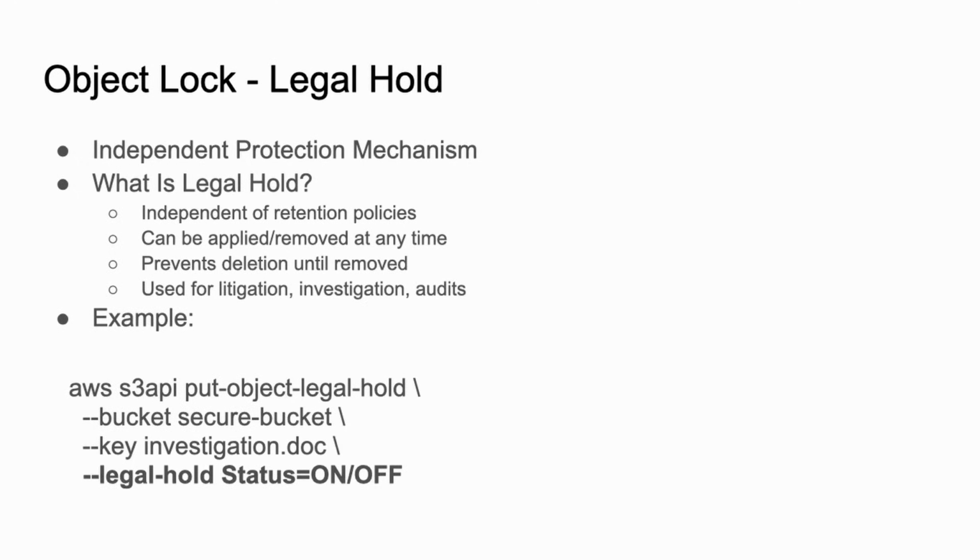The third way for object lock is called legal hold. It's a more independent protection mechanism. Basically, you can apply the lock on the object at any point in time, and then later remove it at any point in time. During the locking, the object cannot be deleted. It's usually used for litigation, investigation, and auditing. When you're using it, just specify legal hold status equal to on or off.